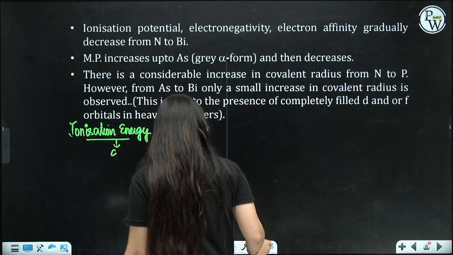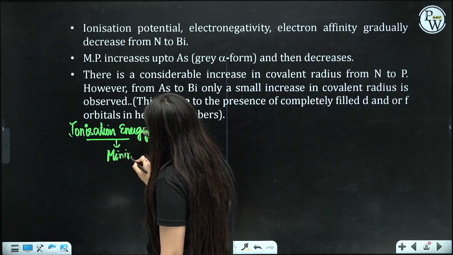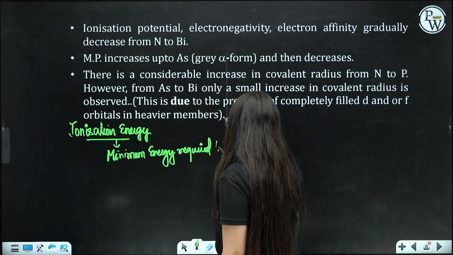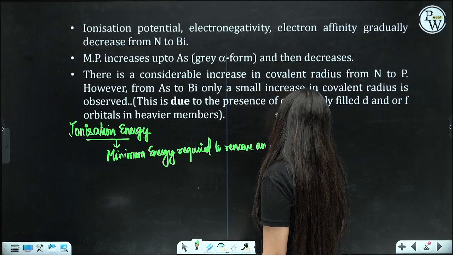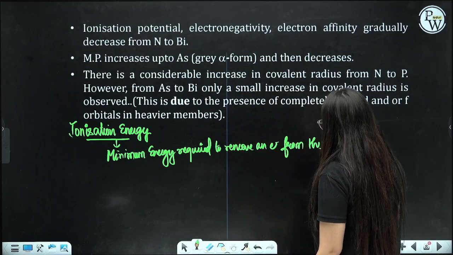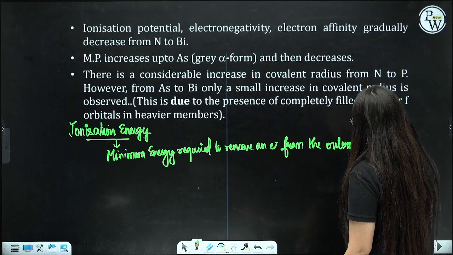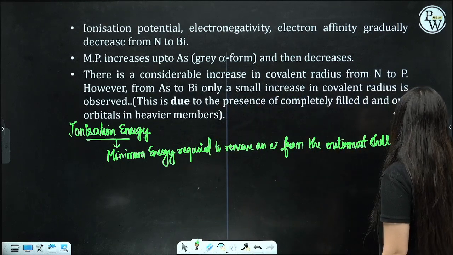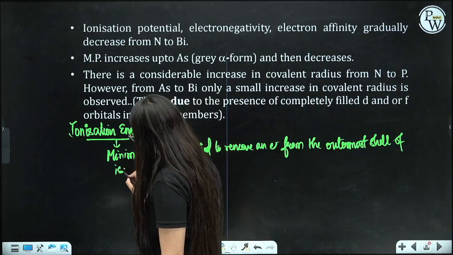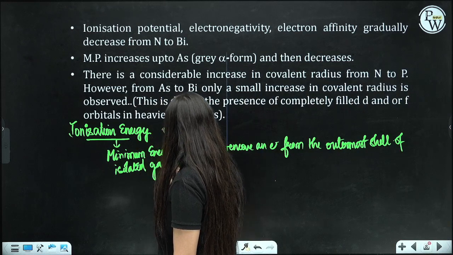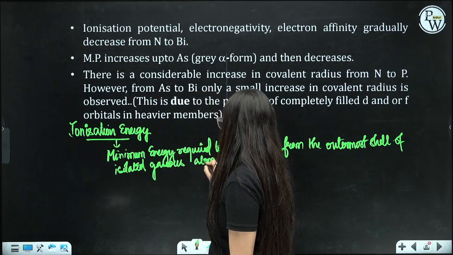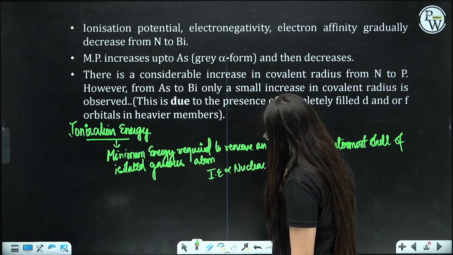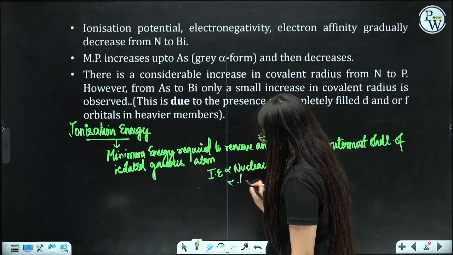So what is ionization energy? It is basically the minimum energy required to remove an electron from the outermost shell. Energy required to remove the electron from the outermost shell of an isolated gaseous atom is your ionization energy. Do remember, ionization energy is directly proportional to nuclear charge and inversely proportional to size.